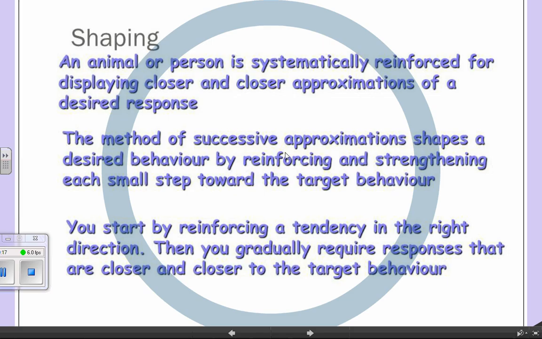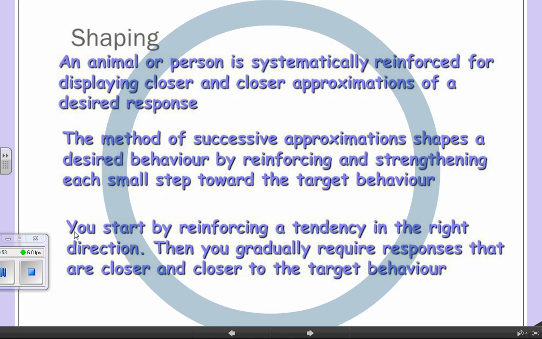Imagine a model who learns to walk the catwalk. Successive approximations of the desired walk. Okay? It is shaping, and they're reinforced and strengthened in every small step. How are they reinforced? With good words. How do they strengthen their behavior? By reward, getting the job because they have learned the catwalk.